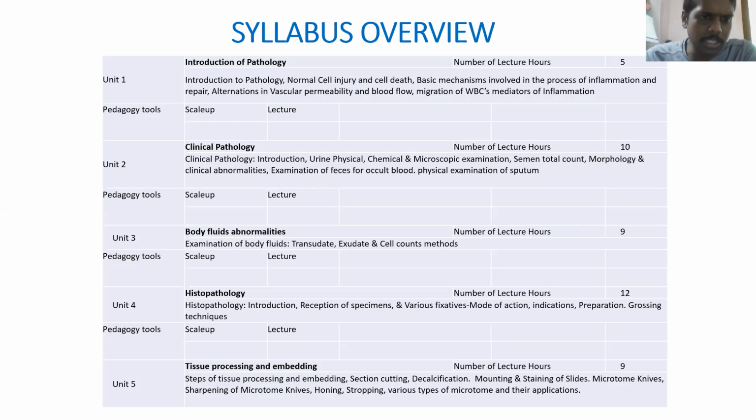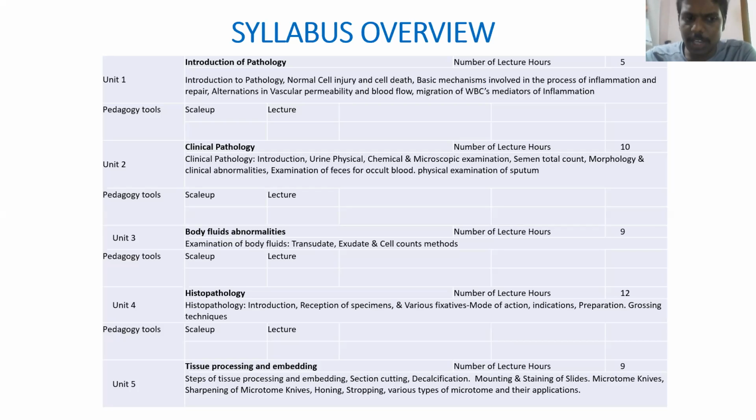In histopathology, we have different steps. First we need to collect the specimen, either from autopsy or biopsy. Then we go for reception. Then we go for fixation, dehydration, clearing, infiltration, embedding, block making, section cutting, staining, mounting. So we have a few steps in doing this histopathology technique. Histopathology was covered in unit 4 and unit 5.